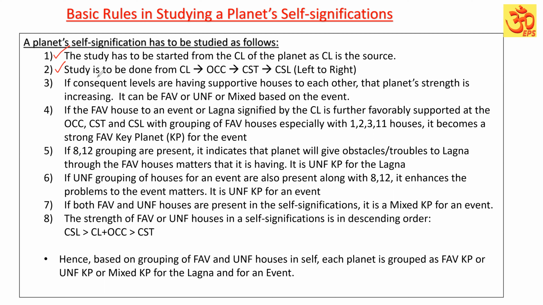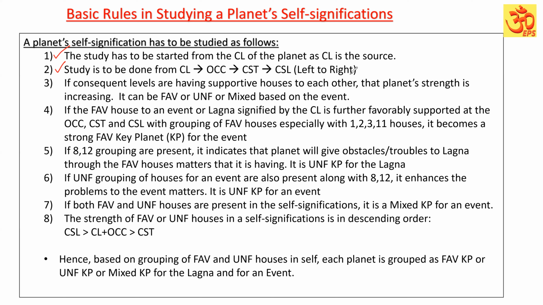Second, the study has to be done from cuspal lordship, as I said in the first point, and then from cuspal lordship to the OCC, occupying house, to the cuspal star lordship, and finally up to the cuspal sublordship. So left to right, we have to study from CL to OCC to CST and CSL. To know the self-signification strength, we have to study a planet's self-significations from CL up to CSL, left to right.